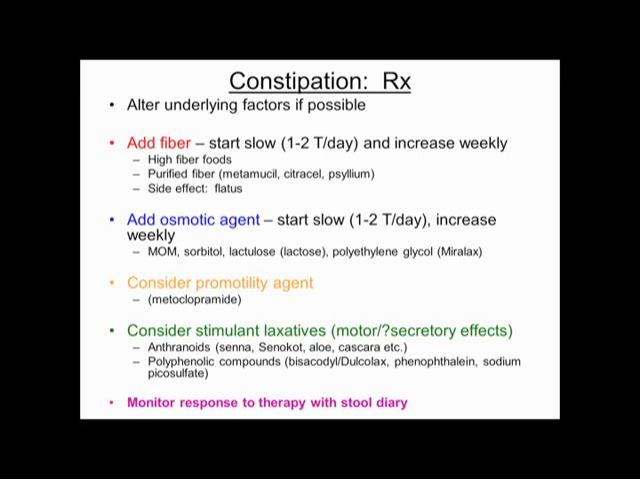Again, you start with the one capful a day that it says is the dose, and you just keep increasing slowly until patients are having soft stools. This you cannot get gas from. These you can get gas from. Promotility agent, sometimes we use that in addition in people, say, who have very bad diabetes and have motility problems as well. But it has limited efficacy in the colon. It's better in the stomach.